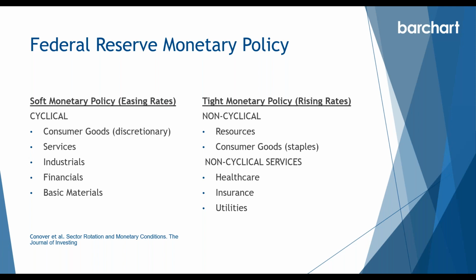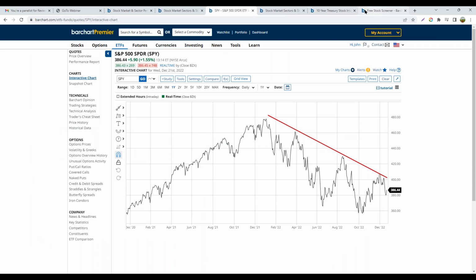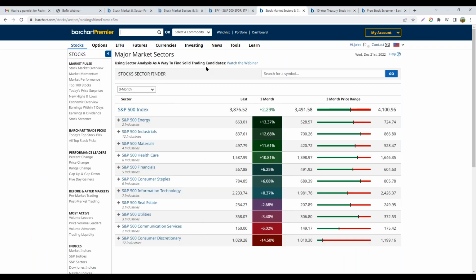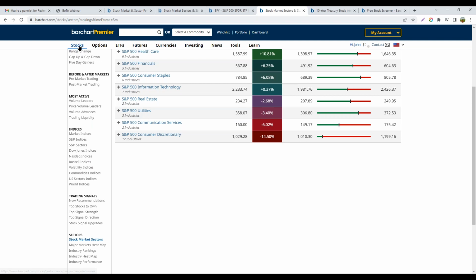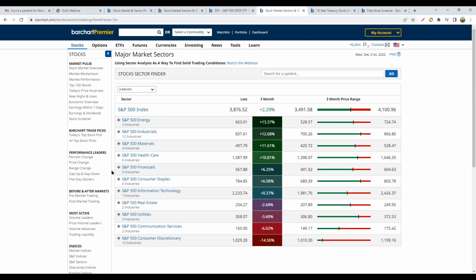So let's do this. I went to our major market cycle page. If you don't know where that is, you go on the stock page here, and down here where it says sectors, market sectors. Again, I'm just looking at a 3-month view, what's happened over the last 3 months.